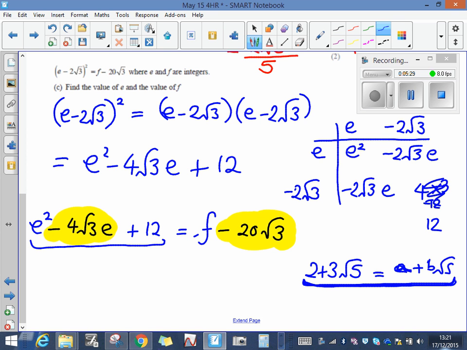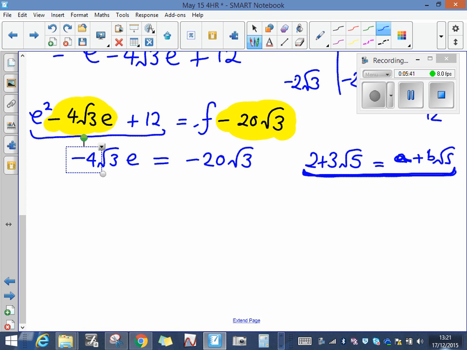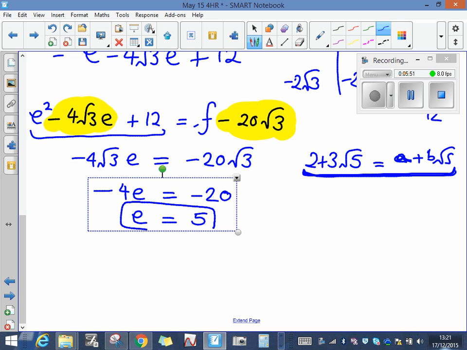So if I now compare these two, on the left-hand side, I've got minus 4 root 3 e, and that must be equal to minus 20 root 3. And it doesn't take much to realise that if I just get rid of the surd bits, the minus 4e must be the same as minus 20, which means that e must be 5.